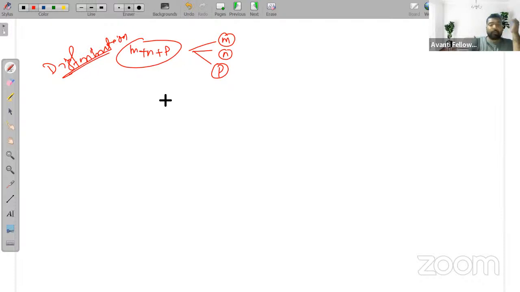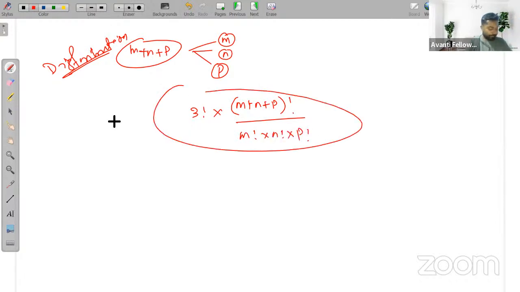What will it be? That is the number of ways of division of groups, that is 3 factorial, into the number of groups, that is (m plus n plus p) factorial divided by m factorial into n factorial into p factorial. This is your answer.